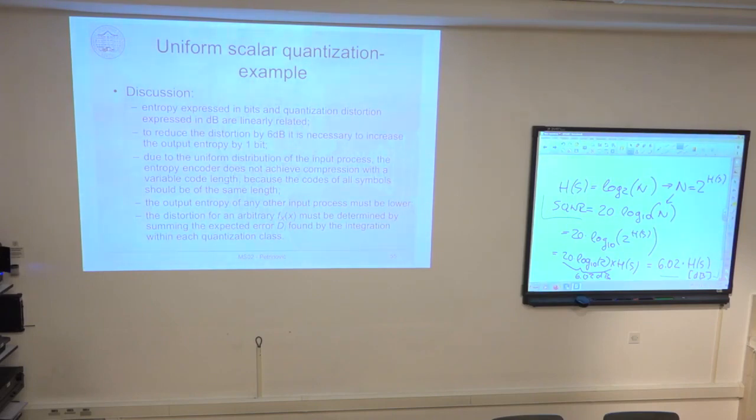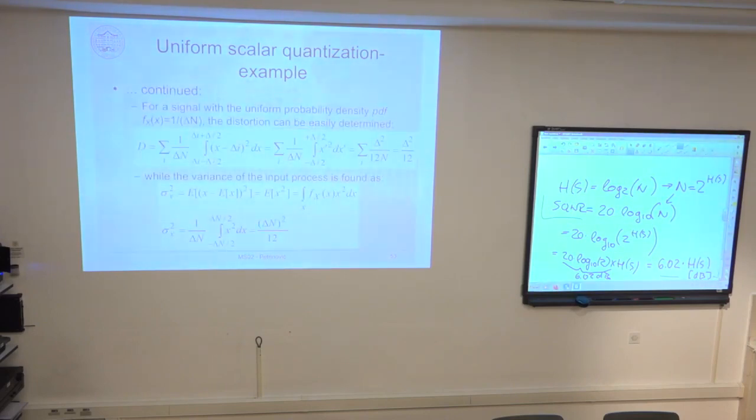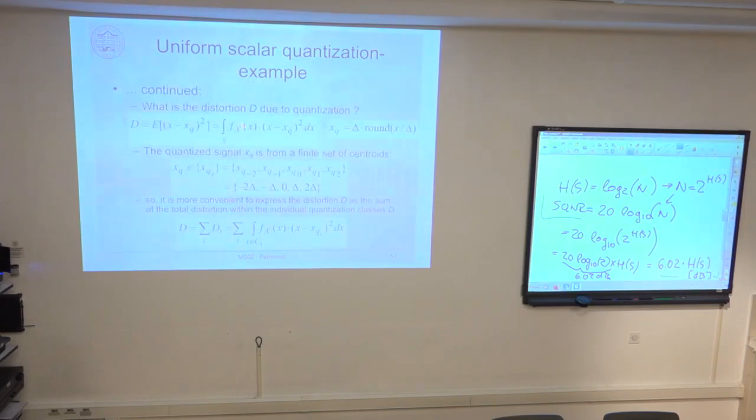this entropy coding. Okay, but for an arbitrary f_X(x), we have to determine the error by summing the individual expected distortions for each of the integrals. Because for each of the integrals, this PDF I cannot extract in front of the integral as a constant. If f_X(x) depends on x, I must keep it in the integral and compute the integral together with the corresponding probability for that particular interval.